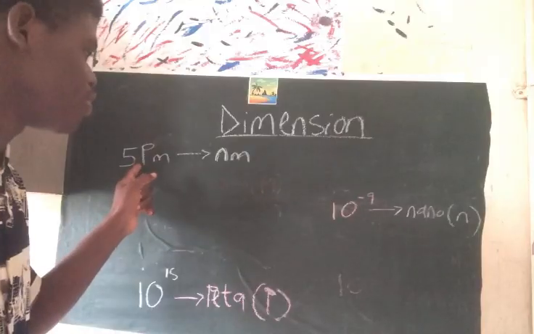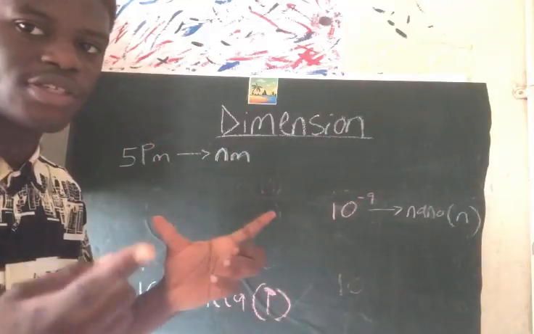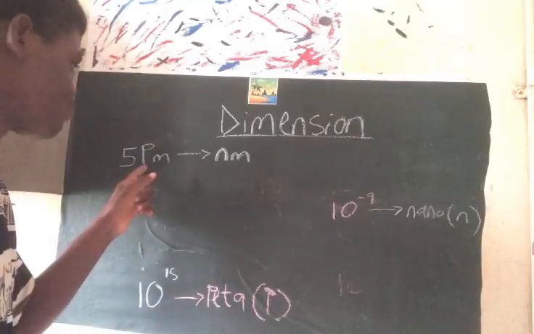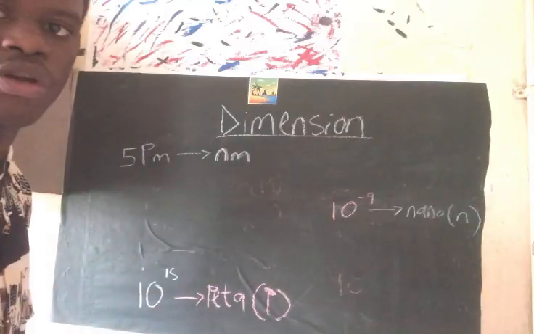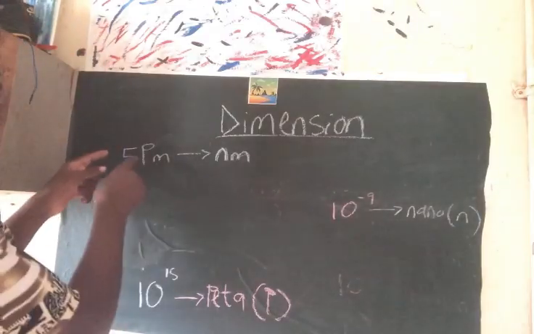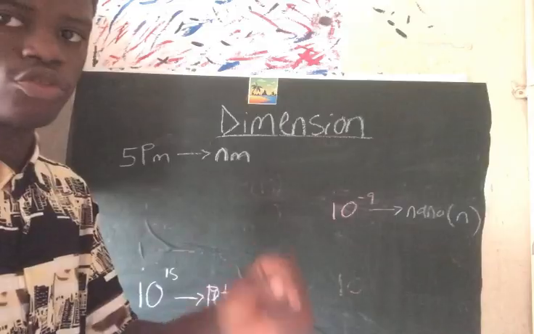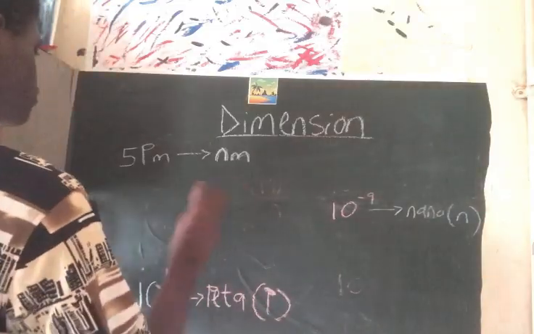So this is a big P. Let's say it was a small p, then you are called pico. But it's a big P, so you know it's peta. Nano, small n. So how do we convert it? We know peta is 10 raised to the power 15, and we know nano is 10 raised to the power minus 9. You should also know that.